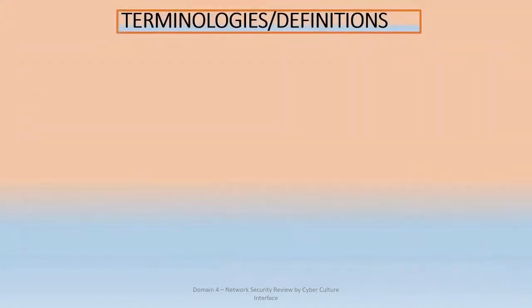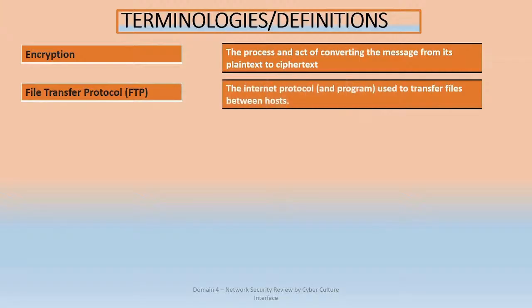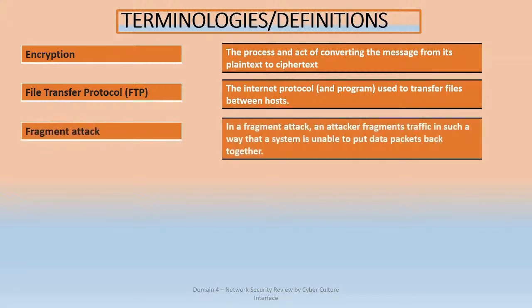And then we have other terminologies like encryption, which is the process of converting a message from its plain text to a cipher text that is not easily understood. File transfer protocol is a protocol or program that is used to transfer files between hosts. It is a kind of service that runs on devices or on a network, and remember it goes through port 21 in the devices. Then we have fragment attack. In a fragment attack, an attacker fragments traffic in such a way that you are not able to make use of the data packet. It's just like breaking something that's supposed to be together into pieces.